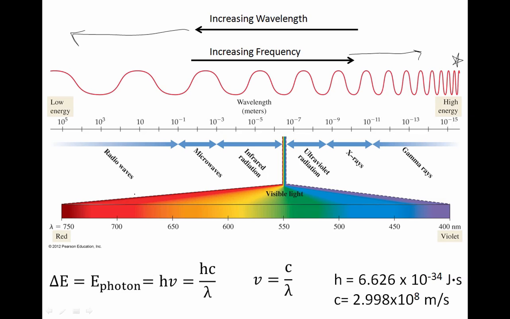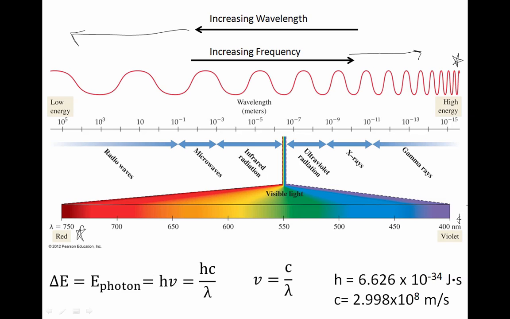Okay, so our visible range is right here in this middle region, 750 nanometers to 400 nanometers. If you think about that, that means this violet color has the highest energy of the colors, and the red has the lowest energy. Red also has the longest wavelength of all of them. That's why 750 is over here, and 400 is over here.